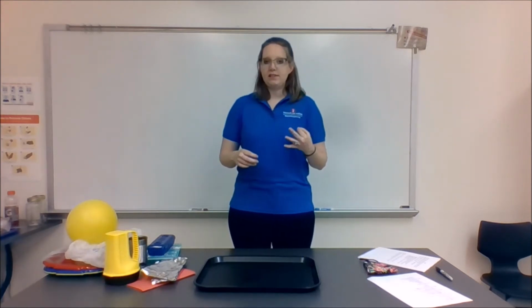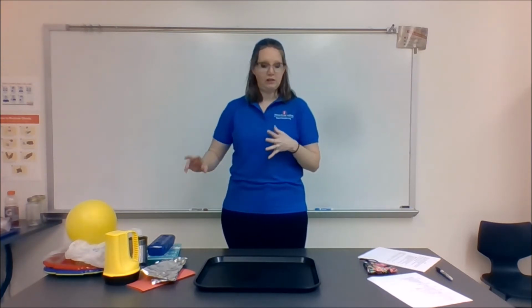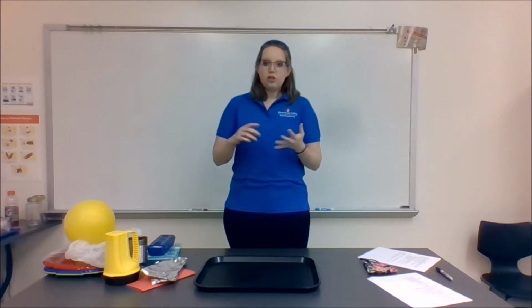So there are three properties of light: transparent, translucent, and opaque. Those are the three things that we're going to talk about, and we're going to do some sorting activities with them. So the first one is transparent.